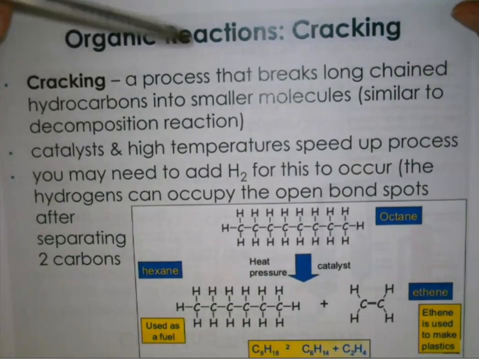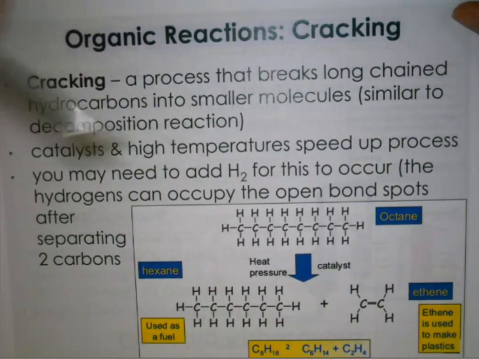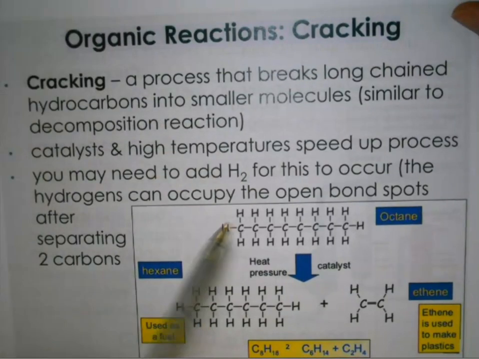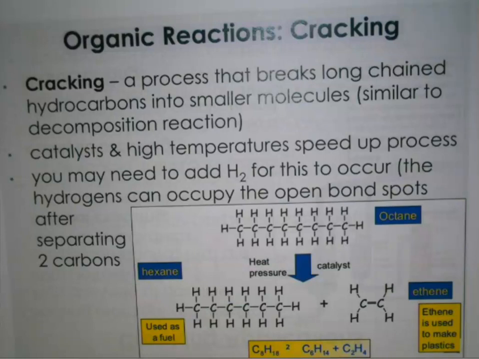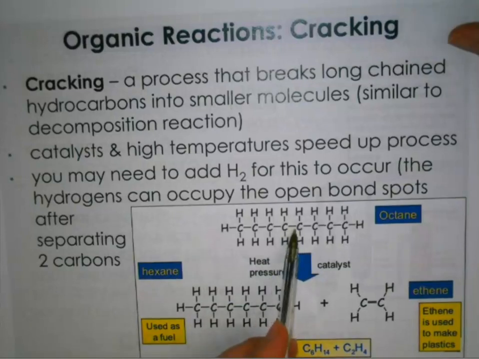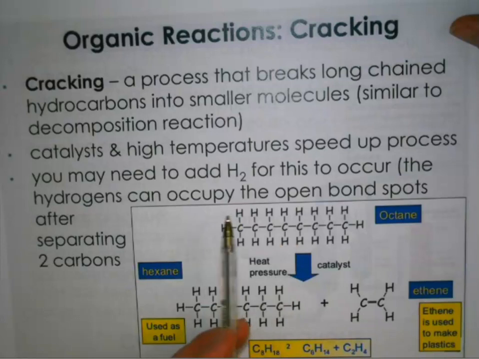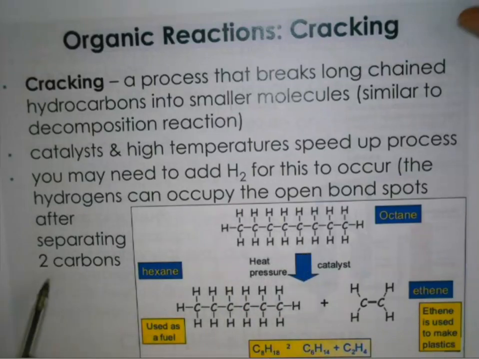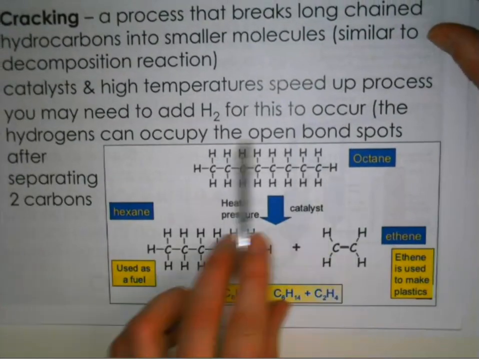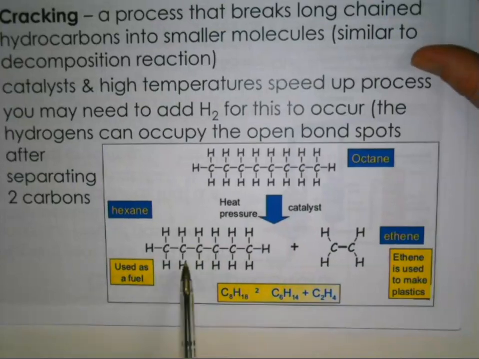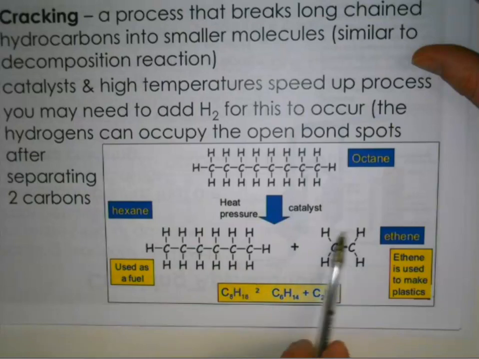So in order for cracking to happen, sometimes you need to add hydrogen, because basically if you're trying to take a larger hydrocarbon and break it into smaller ones, there needs to be kind of like motivation for the carbons to break their bonds. One of the things that can do that is to provide hydrogen to take the places on those open bonds after they're separated. Okay, so here you can see an example of octane, a larger 8-carbon chain, being broken down into hexane, a 6-carbon chain, and ethene.